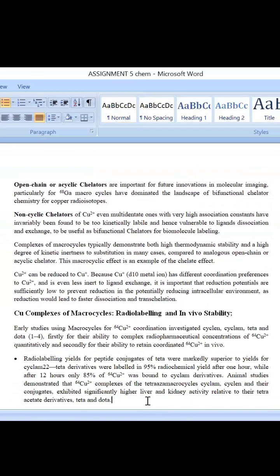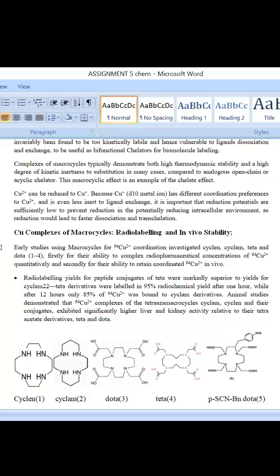Next point is Cu complexes of macrocycles, radiolabeling, and in vivo stability. Early studies using macrocycles for Cu-64 coordination investigated cyclam, cyclen, TETA, and DOTA, 1 to 4, for the ability to complex reduced pharmaceutical concentrations of Cu-64 2+ quantitatively, and secondly for the ability to retain coordinated Cu-64 2+ in vivo. Radiolabeling yields for peptide conjugates of TETA were markedly superior to yields for cyclen. TETA derivatives were labeled in 95% radiochemical yield after 1 hour, while after 12 hours only 85% of Cu-64 2+ was bound to cyclen derivatives.